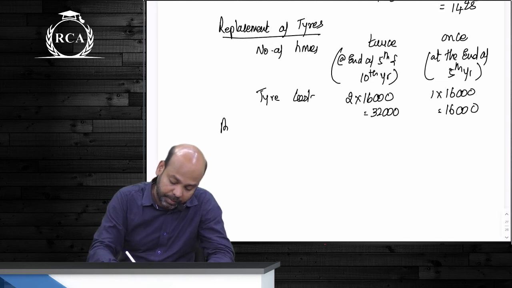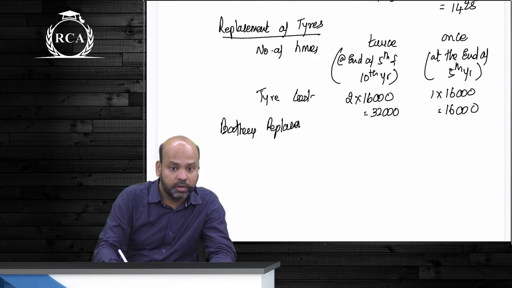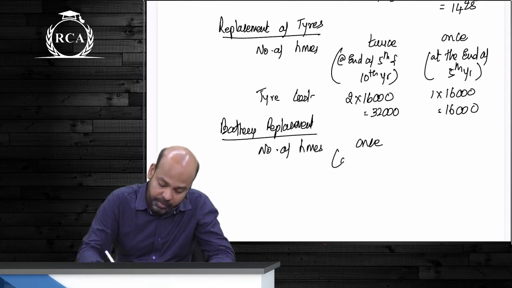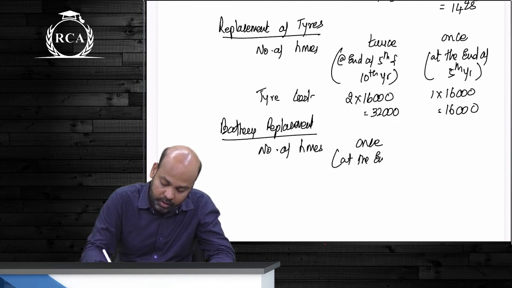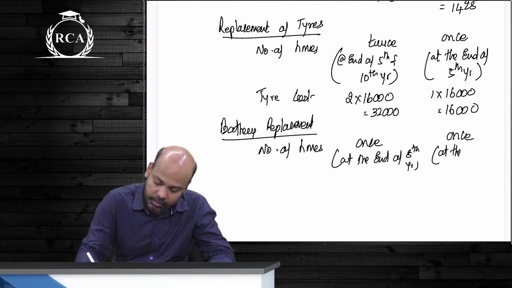Next बेटा, battery replacement once in every 8 years. So number of times that you're going to replace beta, only once, which will be at the end of 8th year. Once at the end of 8th year.